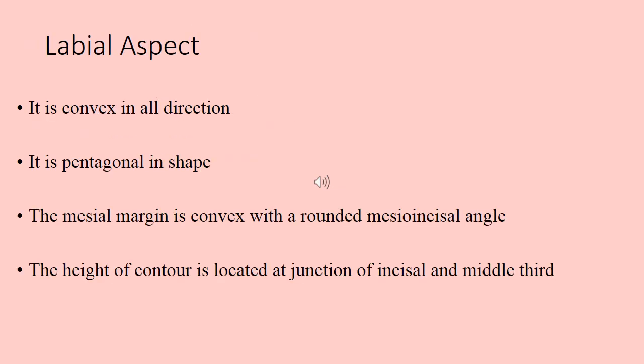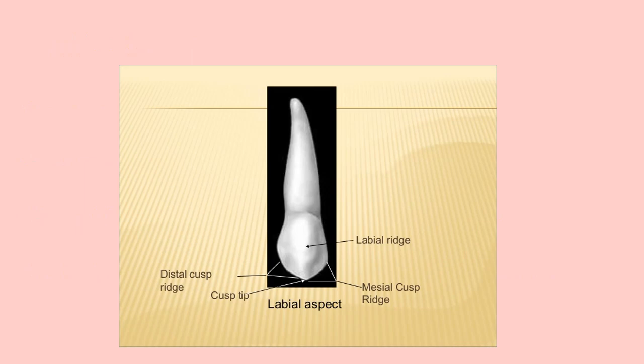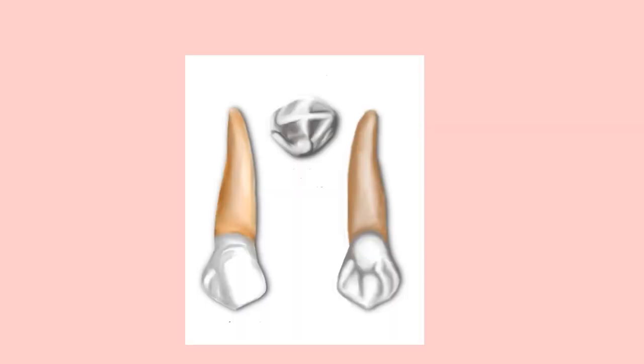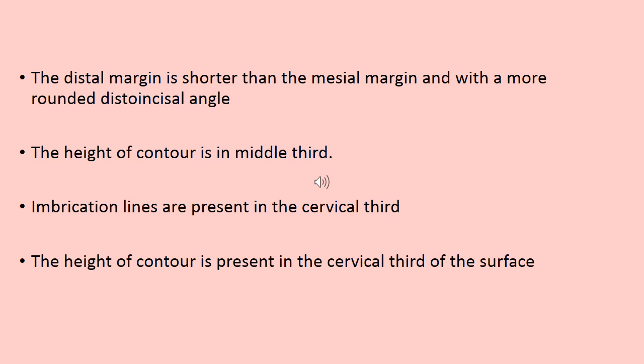Labial aspect. It is convex in all directions. It is pentagonal in shape. The mesial margin is convex with a rounded mesioincisal angle. The height of contour on the mesial margin is located at the junction of the incisal and middle third. The distal margin is shorter than the mesial margin, with a more rounded distoincisal angle. The height of contour on the distal margin is located in the middle third.